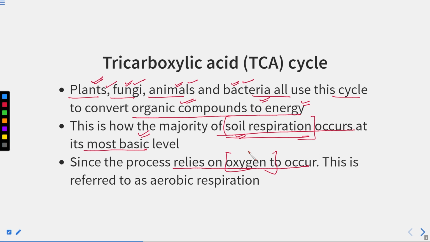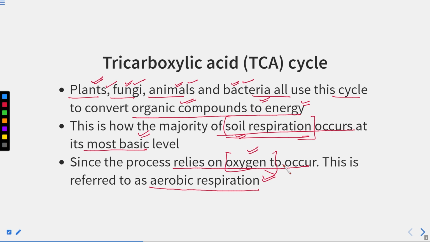Now oxygen is very, very important, because in the absence of oxygen, this tricarboxylic acid cycle will not take place. It will stop at the glycolysis level only. So this is referred to as aerobic respiration. When oxygen is used for the process of respiration, that respiration is considered aerobic respiration. And in the absence of oxygen, that respiration is called anaerobic respiration. So this you have to remember.